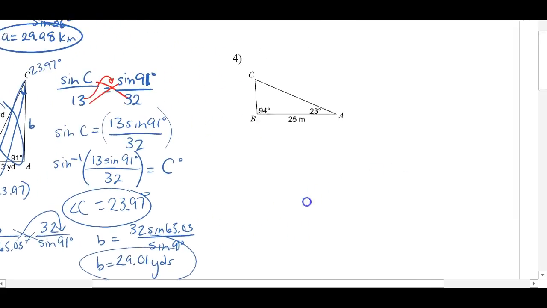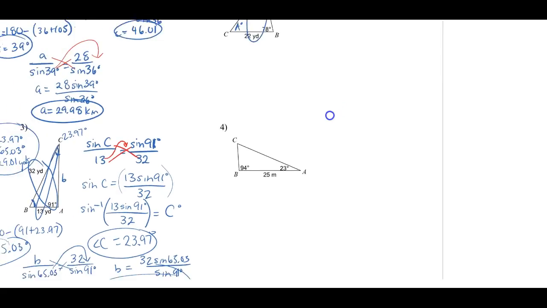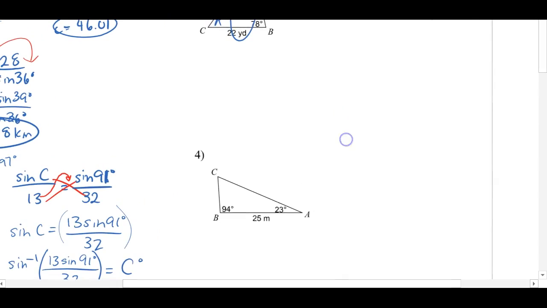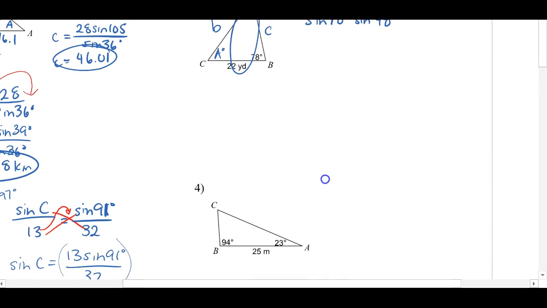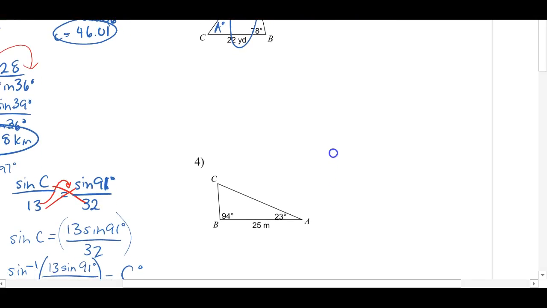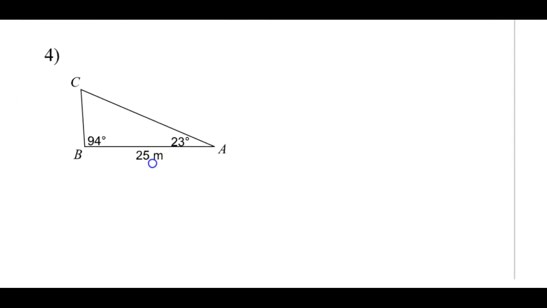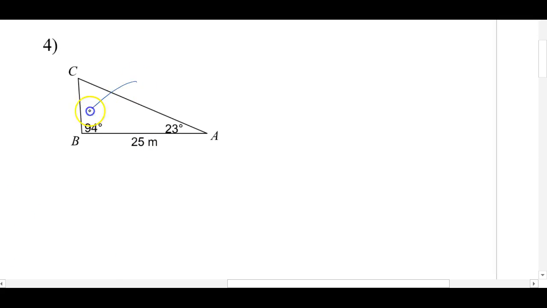Now the next one. This one is a lot like our first one. We had two angles and a side. However, the difference here is that there's no pair here, there is no pair there, and there's no pair there. So if there's no pairs, this is where we have to use the, I'm sorry, law of cosines.